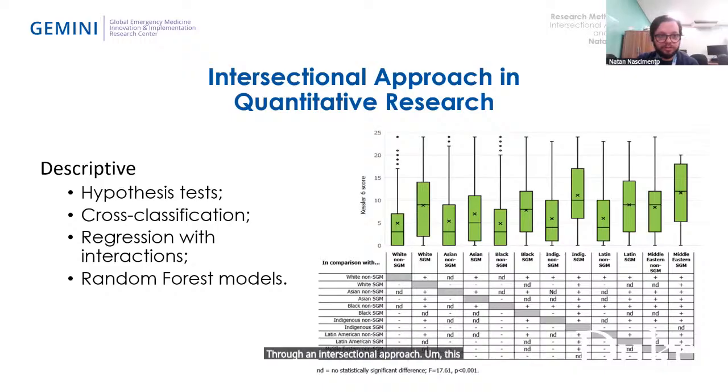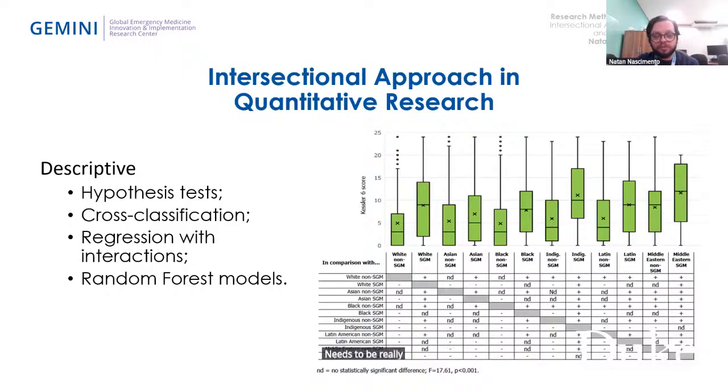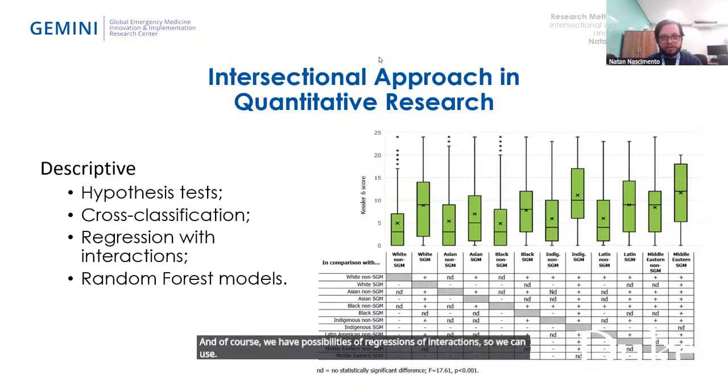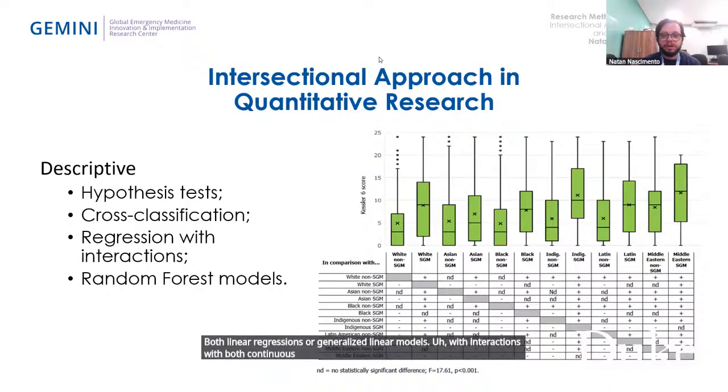This is very simple to do. It's not something that needs to be really time-consuming, but it needs to be well thought out. We need to make sure that we're doing everything needed to not use confounders as intersectional traits. And of course, we have the possibility of regressions with interactions. So we can use both linear regressions or generalized linear models with interactions, with both continuous or categorical outcomes.